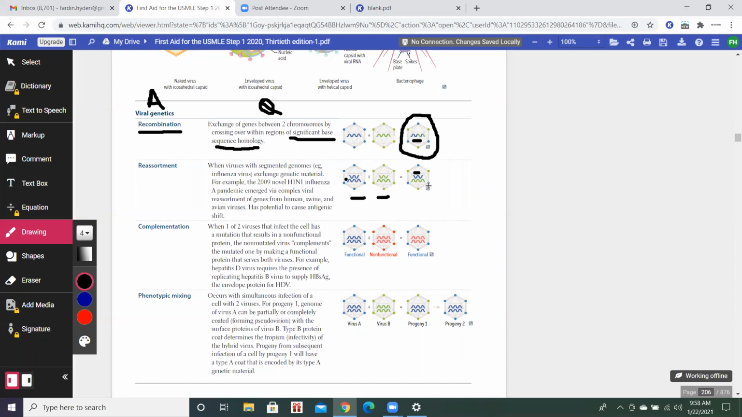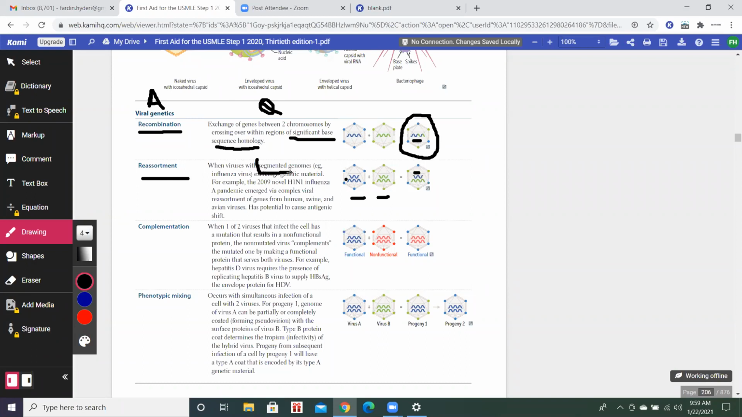So the thing to focus on, that you need to see from recombination and reassortment, is that in recombination the chromosome is actually singular, with a combination of two chromosomes from two viruses. This is basically a double chromosome, with one chromosome from one virus and another chromosome from another virus. And at the same time, they're also exchanging their capsid protein. So when viruses with segmented genomes exchange genetic material, this is known as viral reassortment. The word to focus on over here is segmented genomes. Segmented genome: influenza virus.